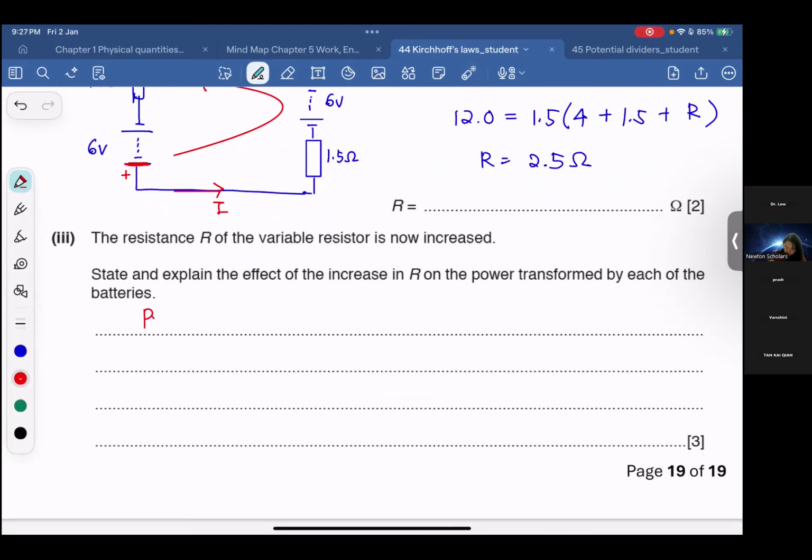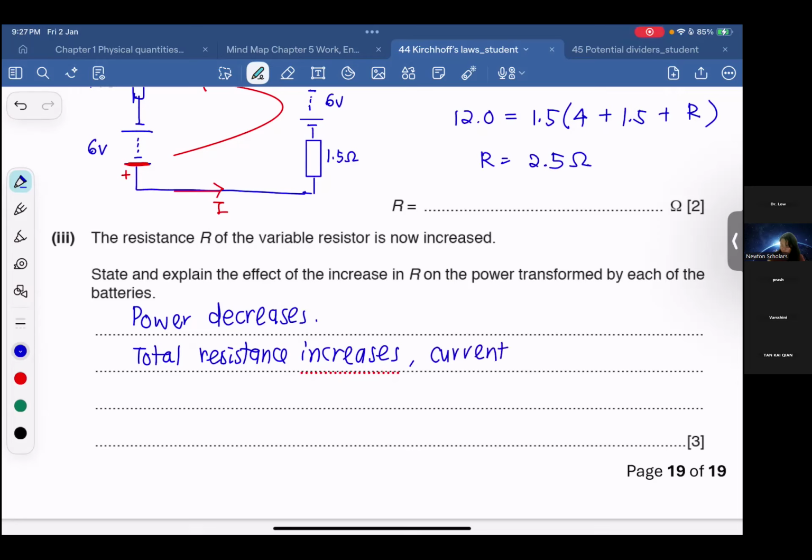So power decreases. Why? It's because total resistance increases. Okay, total resistance increases, current will decrease. So Fatima, resistance and current are related. Current should decrease. Okay, so P equals VI. Here the current decreases, so your power should decrease.